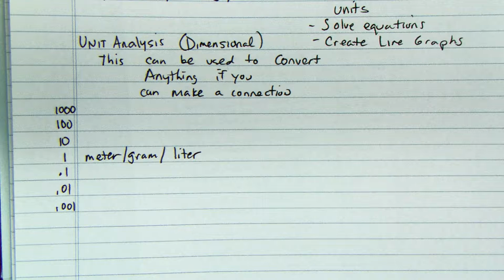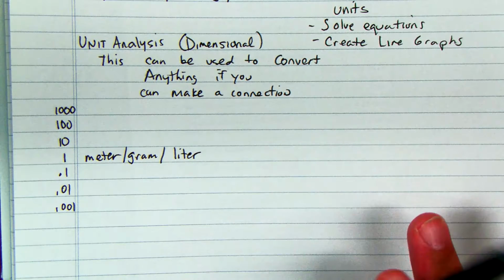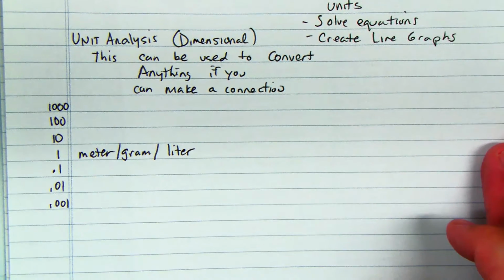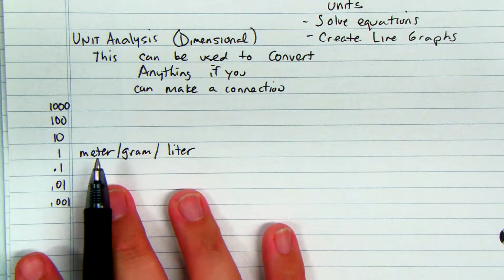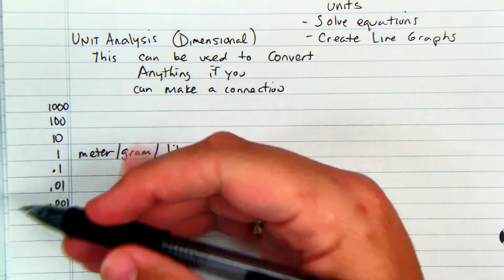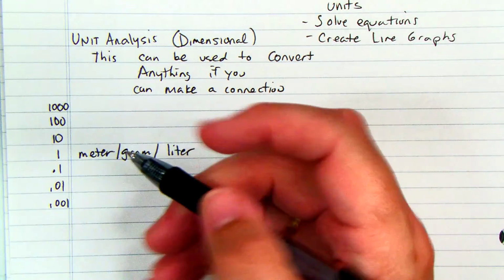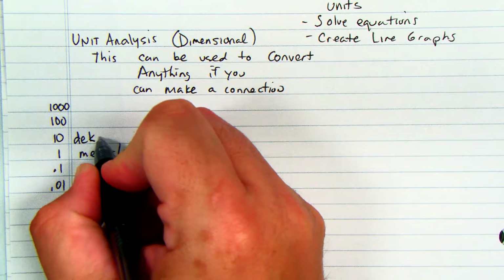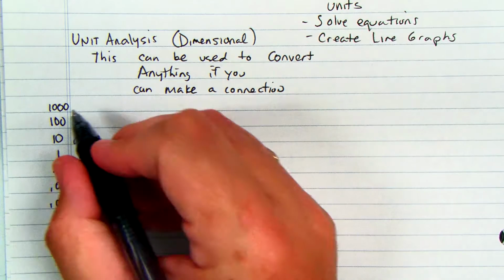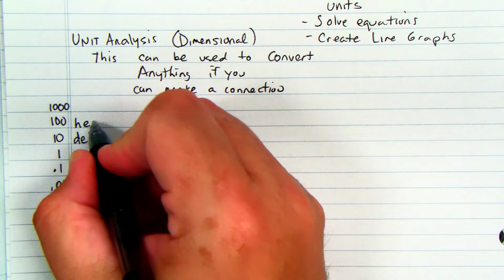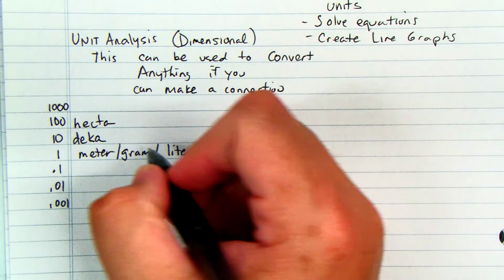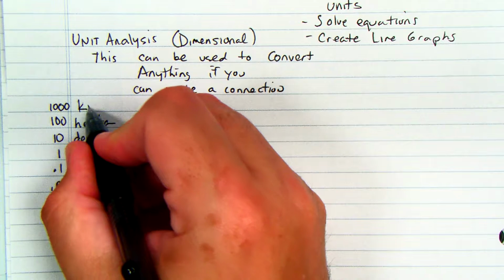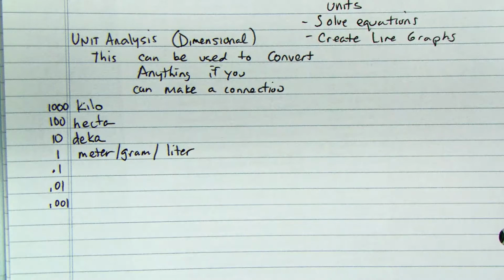So what we're doing is unit analysis. We can use this to convert anything. Our basic here is meters. If we're moving upwards and we have larger numbers, this is going to be deca, D-E-K-A. This is going to be hecta. And this is going to be kilo.